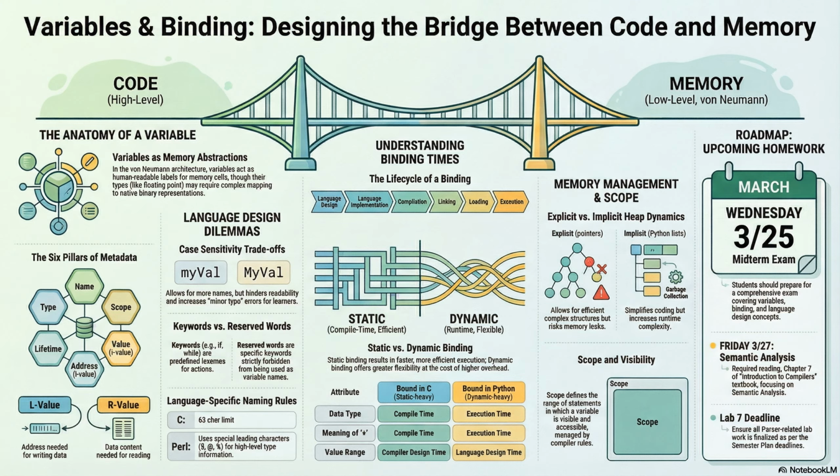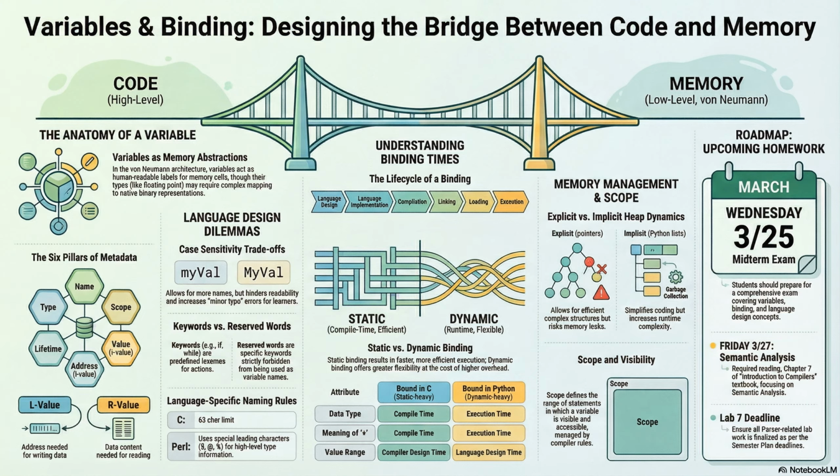Okay, here's where it gets really interesting. We've established what a variable is and when its type is bound, but where is the actual data physically sitting in the computer's memory? Right. And how long is it allowed to stay there before the computer reclaims the space? That is the domain of storage bindings. And we generally categorize memory into 4 distinct neighborhoods.